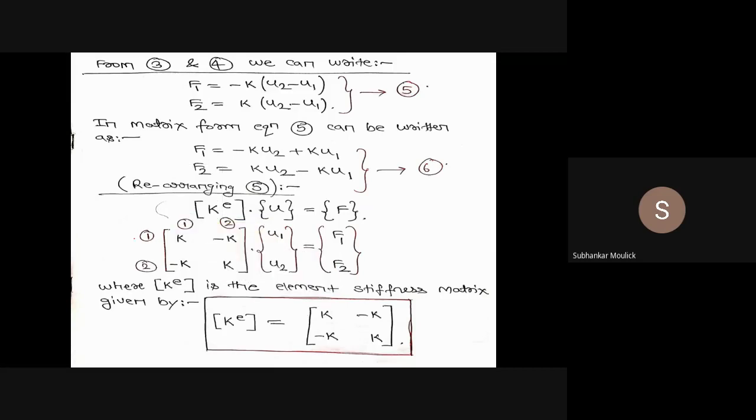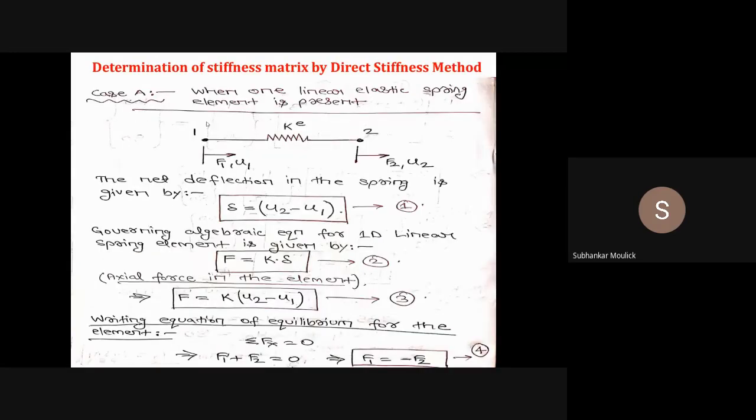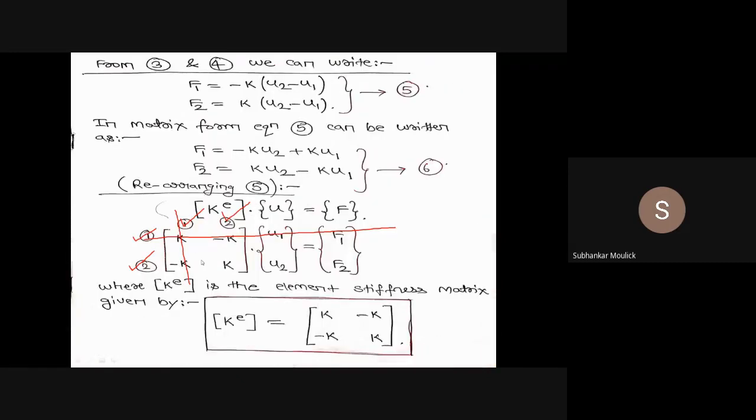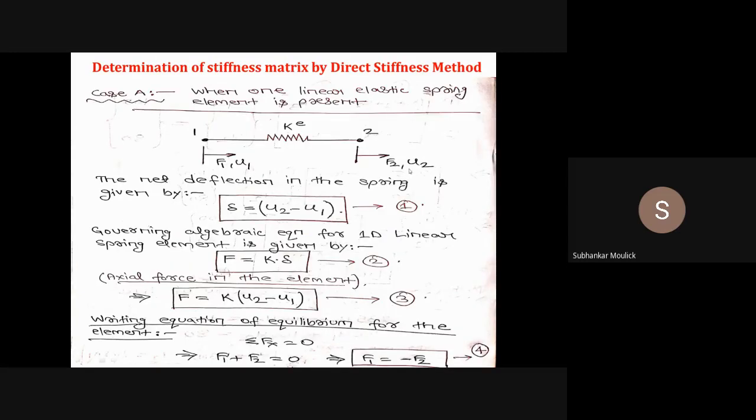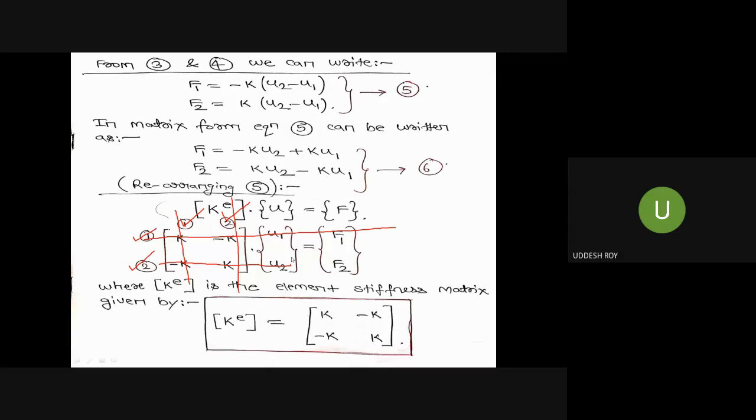So this is two rows, two columns, and I also know that this first row and first column represent the coefficient of u1, because u1 is present at the first node, and this second row and second column of this stiffness matrix represent the coefficient of u2, because u2 is present at the second nodal point. Are you getting my point? Yes, sir.